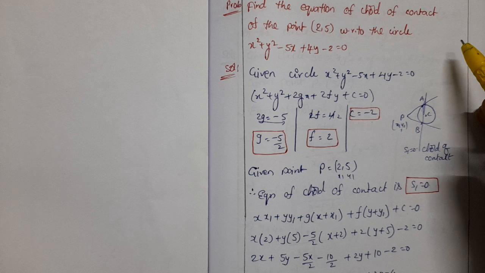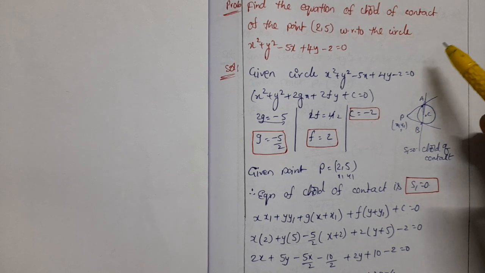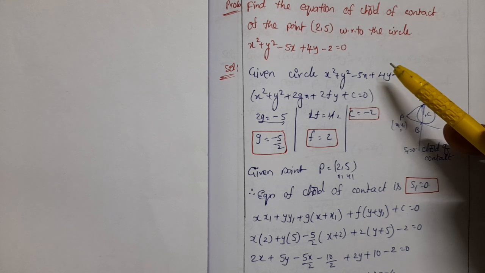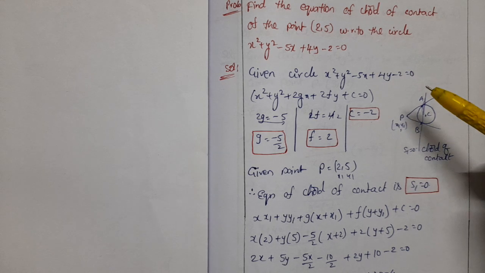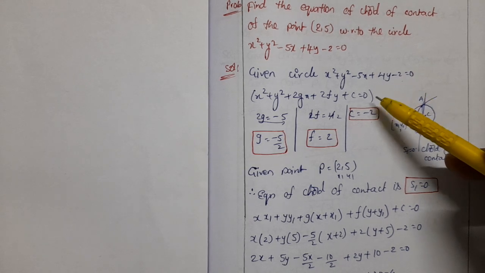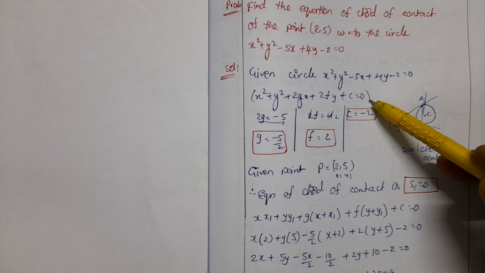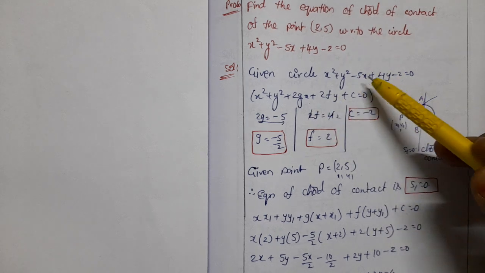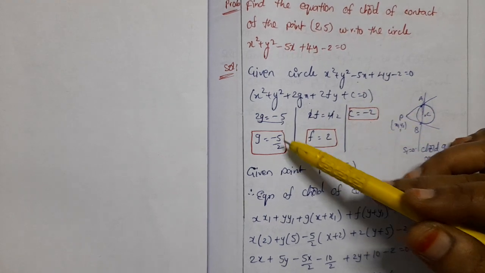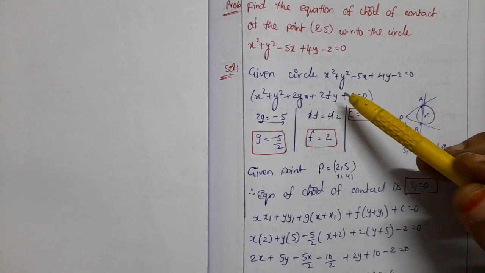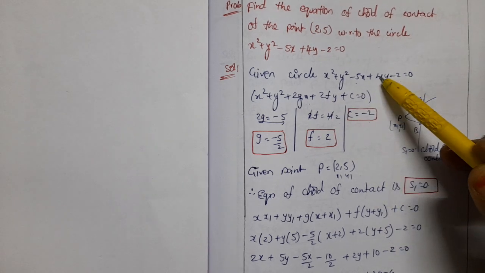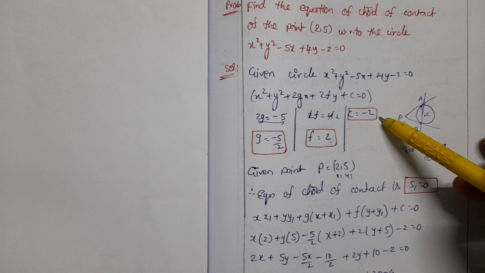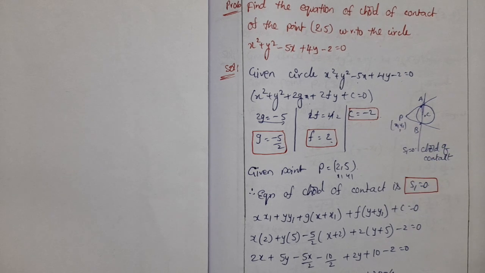Find the equation of chord of contact of the point (2, 5) with respect to the circle x square plus y square minus 5x plus 4y minus 2 equal to 0. For the given circle, comparison with x square plus y square plus 2gx plus 2fy plus c equal to 0. x coefficient 2g equal to minus 5, then g equal to minus 5 by 2. y coefficient 2f equal to 4, 2 cancels, then f equal to 2. Constant c equal to minus 2. Given point P (2, 5).